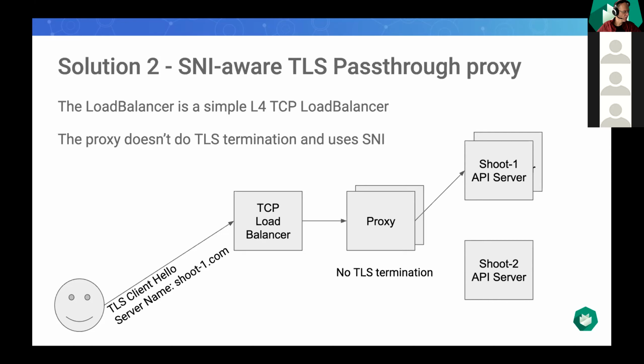So in the first case, we're accessing shoot 1, and then the proxy knows where the traffic needs to go, and it sends all the traffic to shoot 1. If it requests shoot 2, the proxy will send all the traffic to shoot 2. The important thing here is that the proxy does not do any TLS termination. It simply passes the TCP stream to the correct cluster, and it only inspects the server name in order to determine where to send traffic to.